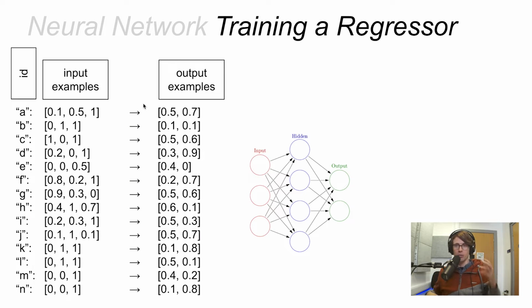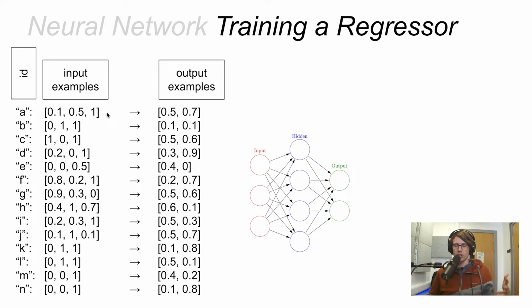When we train the neural network, the first thing we have to do is collect a set of input and output example pairs. So, for example, here we have a set of input examples that each have 3 values, which corresponds to our 3 input circles here. And each of these input examples has a corresponding output example that has 2 values, just like our 2 output circles here. And each one of these input examples and output examples share a common identifier or ID to keep track of which inputs belong to which outputs.